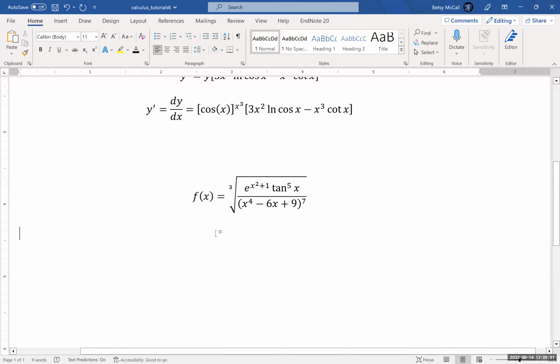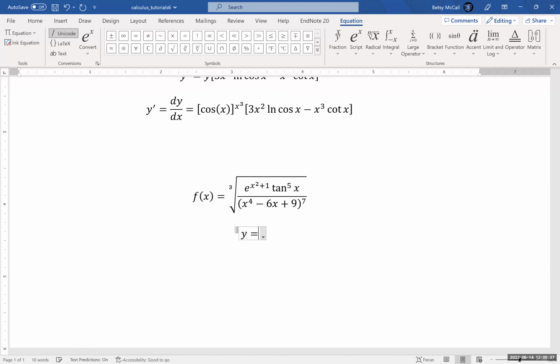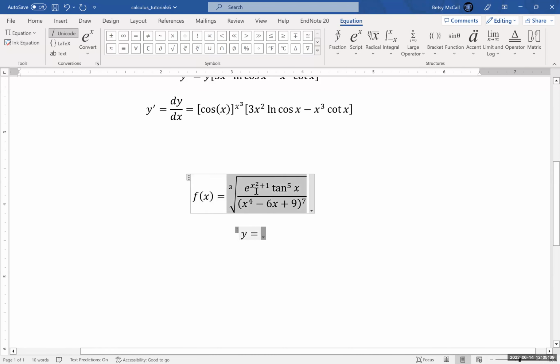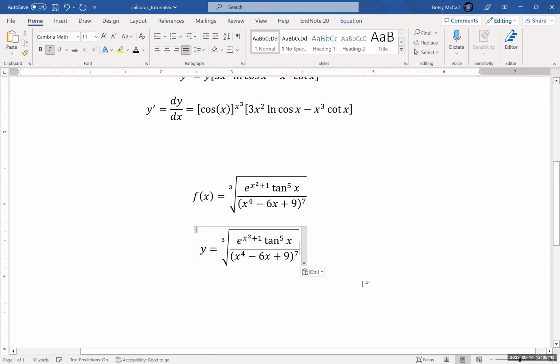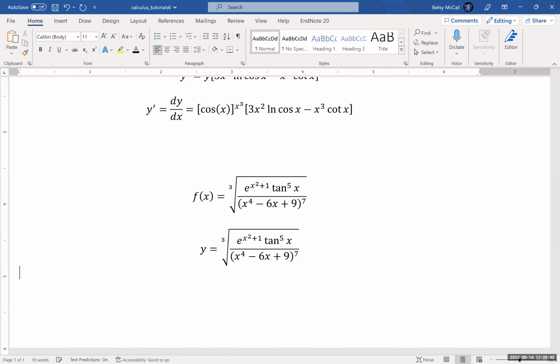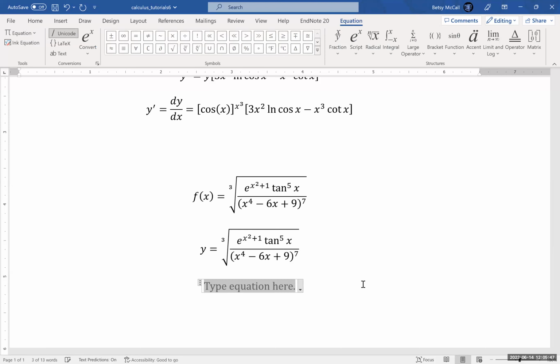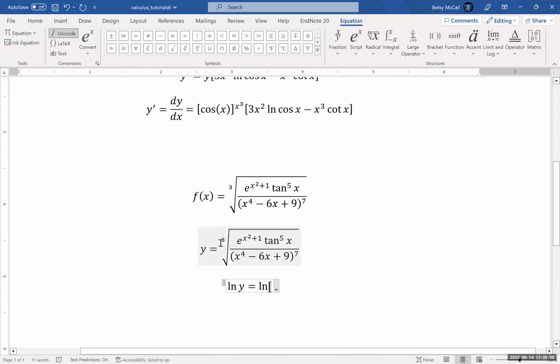So again, the idea here is we're first going to follow the same steps. We're going to take y equals whatever this crazy function is. And then we're going to take the log of both sides. So same second step, log y is equal to log of this crazy thing.